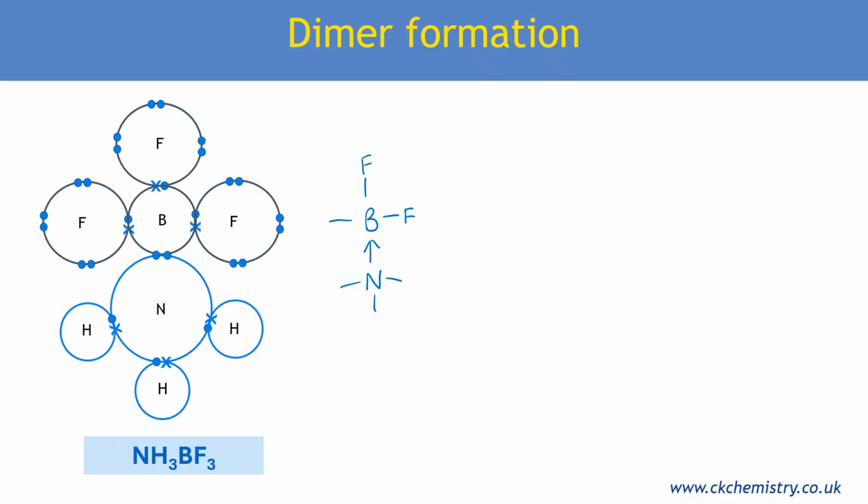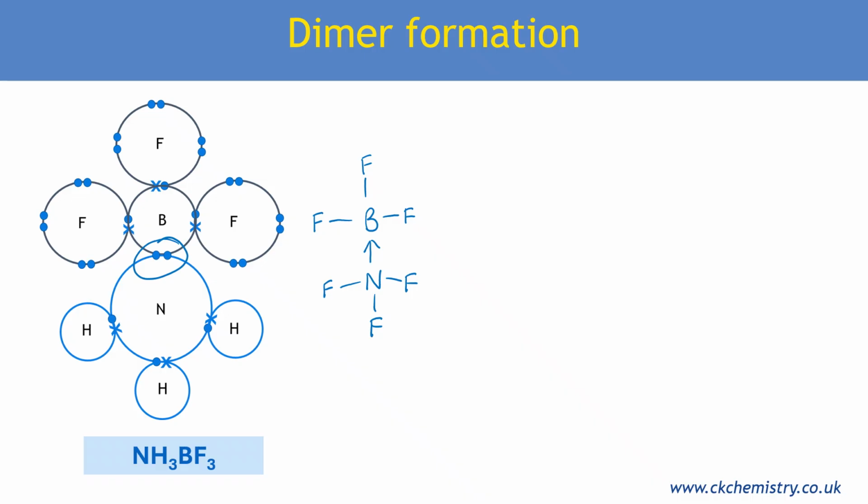When we draw a displayed formula, we don't need to show the lone pairs. Sometimes we do if we're showing the shape of a molecule. So the only one that's different is that bond there. Notice also I haven't gone crazy with trying to work out multiple different dots and crosses and circles and triangles and stars for my electrons.